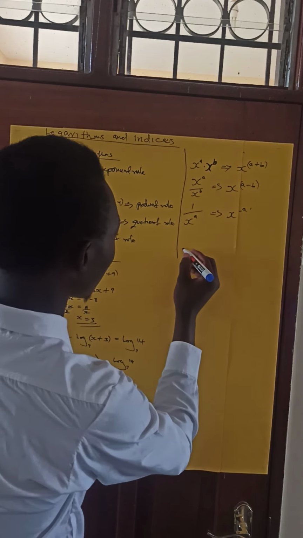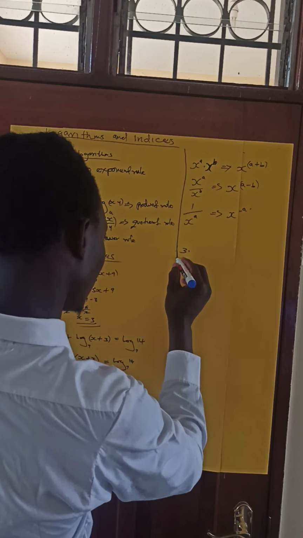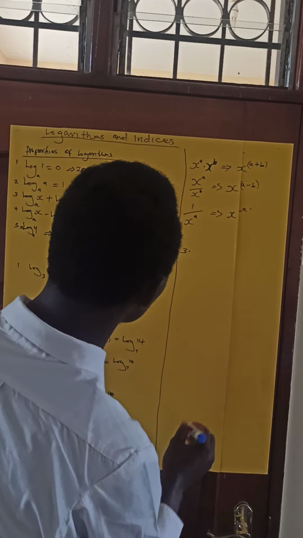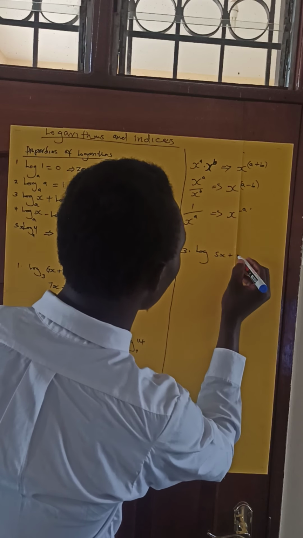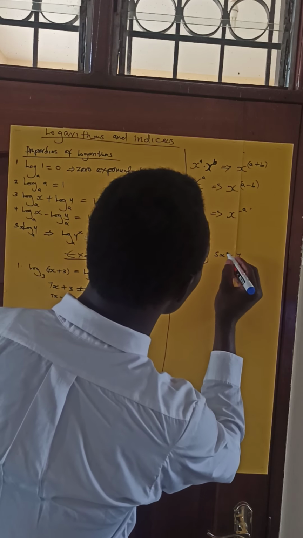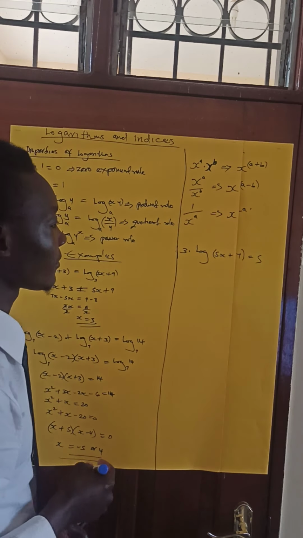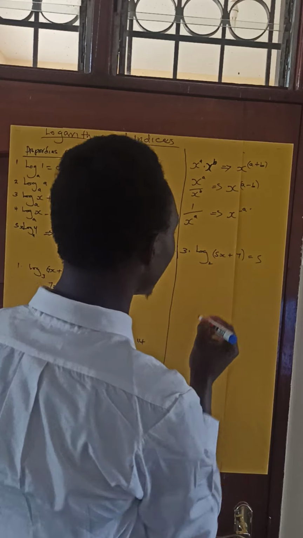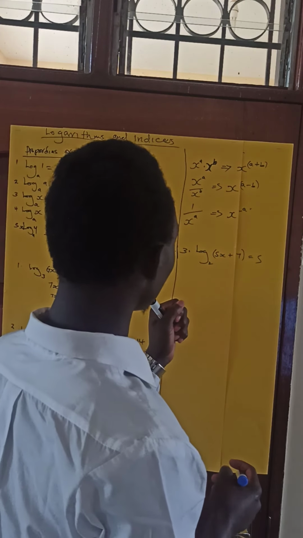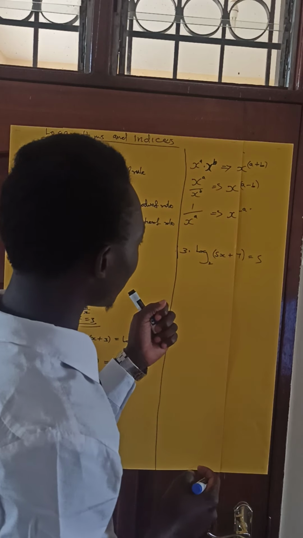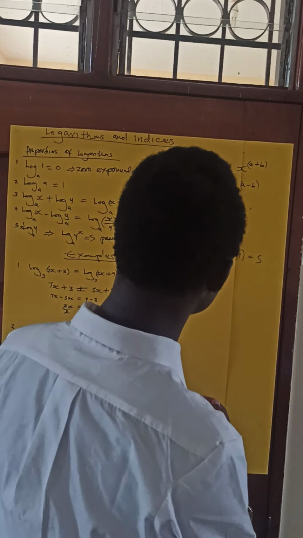Let's do the last example, example 3. We have log 5x plus 7 is equal to 5, to base 2. For this case, on one of the sides we are given the log, but on the other side we are not given. So it means we need to introduce a log.